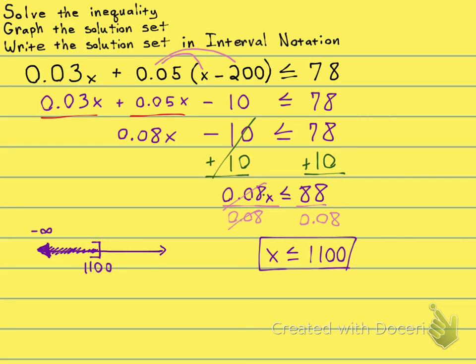And how many intervals do we have? Just one. And our interval starts from left to right. It starts at negative infinity. And where does our interval stop? It stops at 1100. Infinity and negative infinity always get a parenthesis. And 1100 gets a bracket because it has a bracket right above.